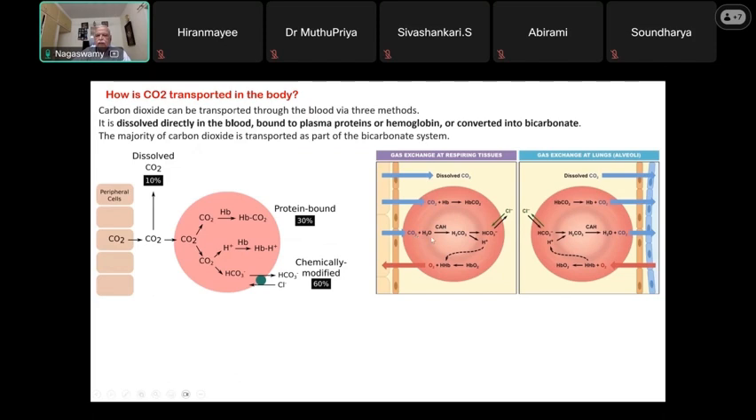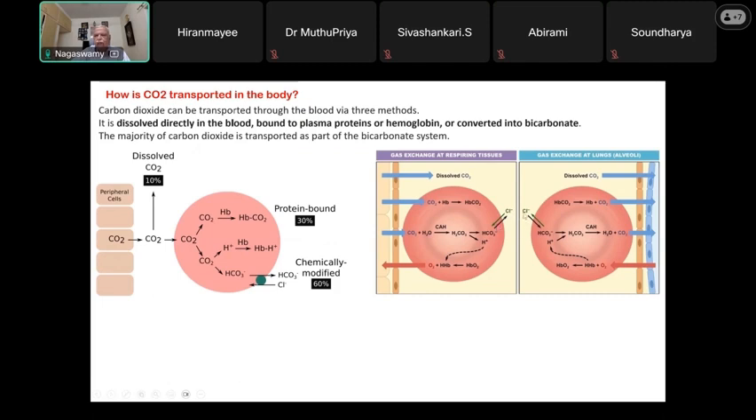Then CO2 always mixes with water, forming unstable carbonic acid, broken down to bicarbonate and hydrogen ion. Hydrogen ion combined with hemoglobin helps to release the oxygen here. So this is the transport happening here, and the bicarbonate is exchanged with the chloride in the plasma. And what is that phenomenon called? Hamburger shift. Hamburger or chloride shift.